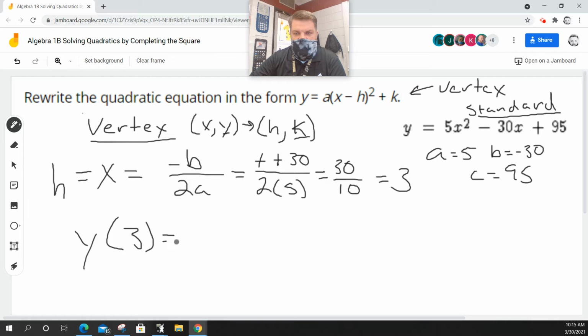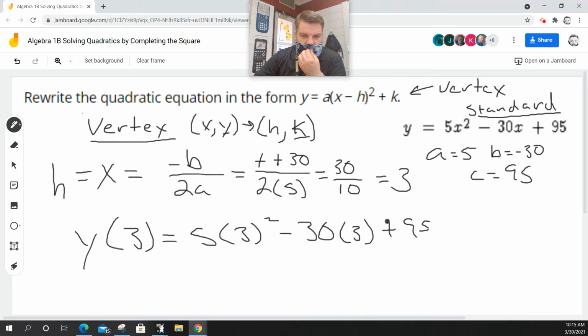So I'm going to plug in 3. So I get 5 times the quantity 3 squared minus 30 times 3, plus 95. Wherever there's an x, I'm just plugging in 3. All right, so 3 squared is 9. 9 times 5 is 45. Then 3 times negative 30 is just negative 90, plus 95.